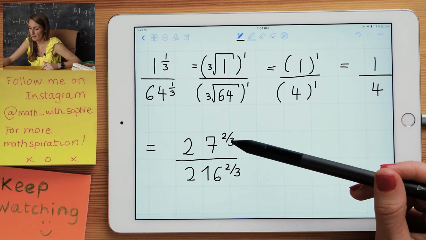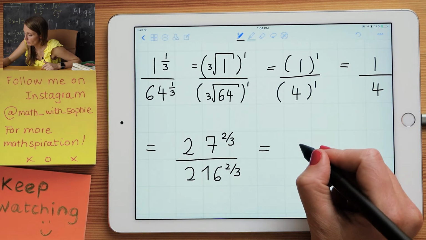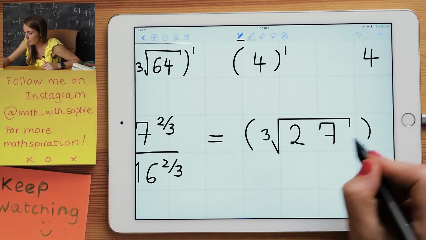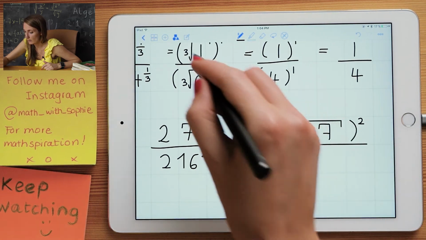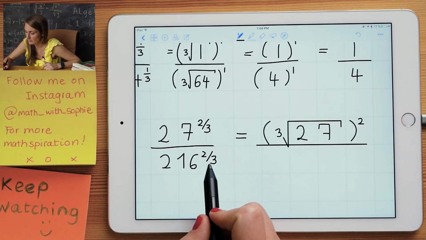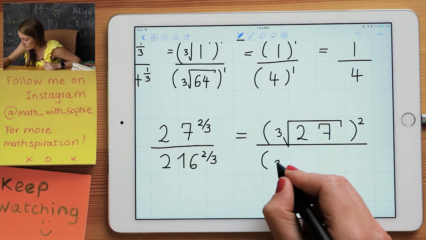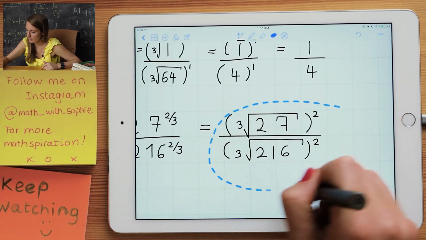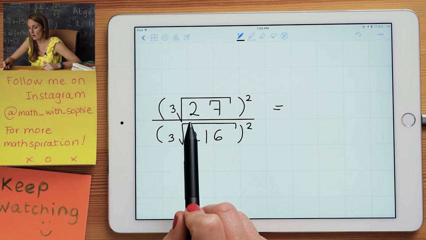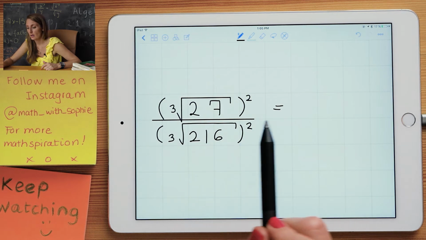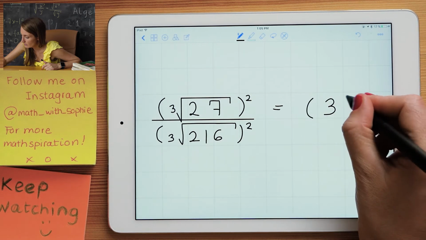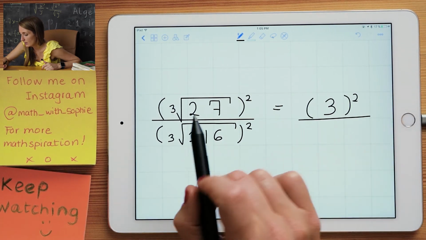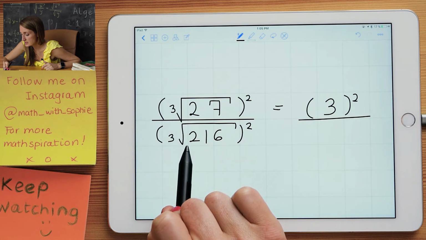Now, we're going to start by doing the roots. So I'm going to take the cube root of 27 and put the power, the 2, on the outside. I'm going to do the same thing with my denominator. I'm going to take the cube root of 216 and square it. The cube root of 27 is 3 because 3 times 3 is 9 and 9 times 3 is 27. So I've got 3 as my answer for my root. Just square that. Now the cube root of 216 is 6.